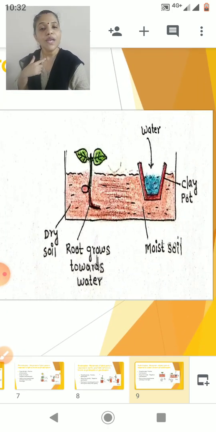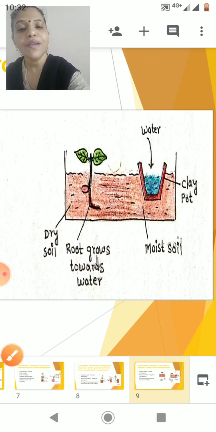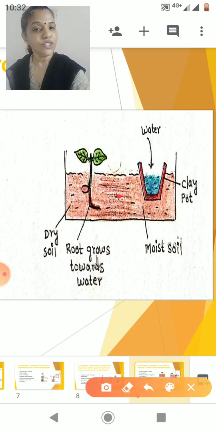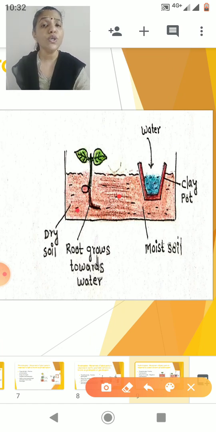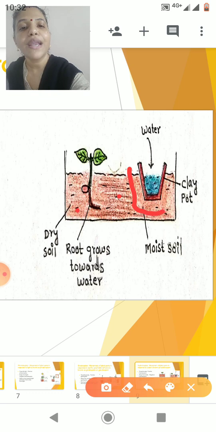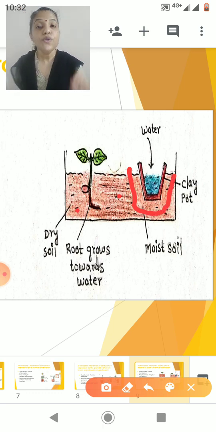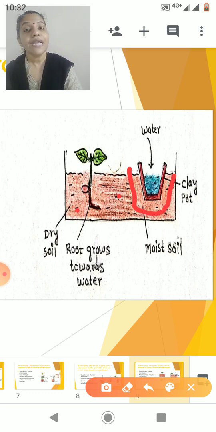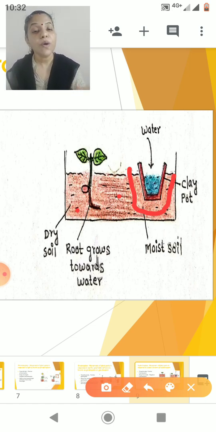Now here I have a pot, correct? In this pot I am going to fill dry soil. The soil is totally dry. It is not having water at all. Then I dig an area and introduce a clay pot. You know that the clay pot is porous. In the clay pot I am going to fill water. Because the clay pot is porous, the water is going to ooze out of the clay pot, come out of the clay pot.